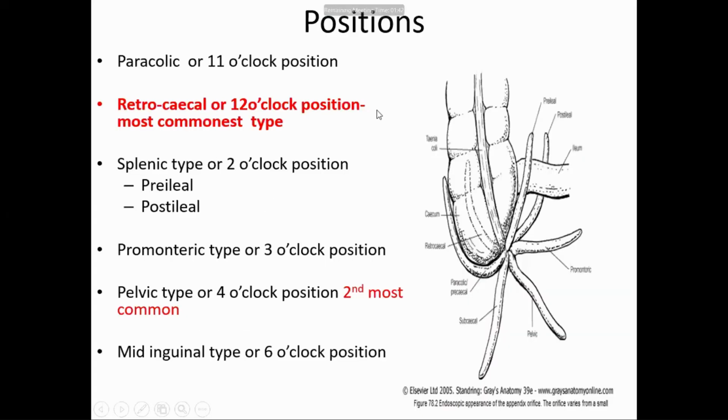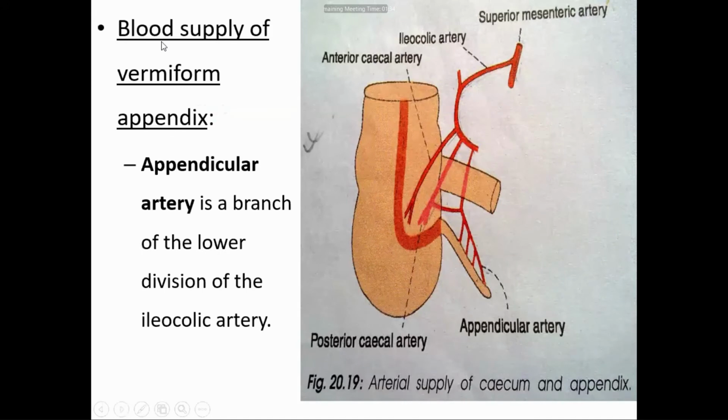See, this position is important. Vermiform appendix with different positions of the tip of the vermiform appendix. Now the blood supply of the vermiform appendix: they are supplied by the appendicular artery. The appendicular artery is a branch of the lower division of the ileocolic artery.